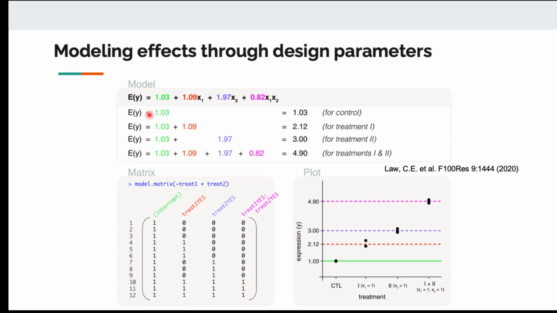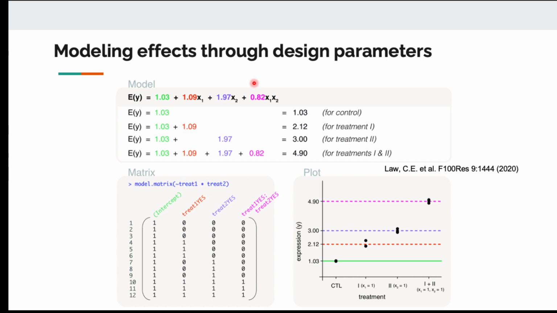And the DESeq model is going to assume that the change in gene expression is going to be maybe a certain constant plus 1.09 times whether drug 1 was treated, plus 1.97 times whether drug 2 was treated, and maybe 0.82 times the interaction between the drugs. So once you define all your experiment parameters and the confounding factors, they're going to be incorporated into the gene expression model as a linear function, as a linear combination.